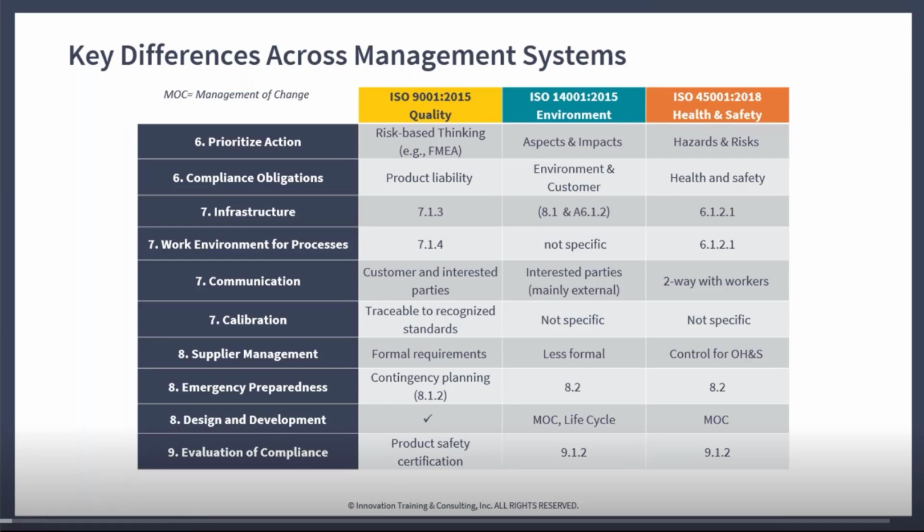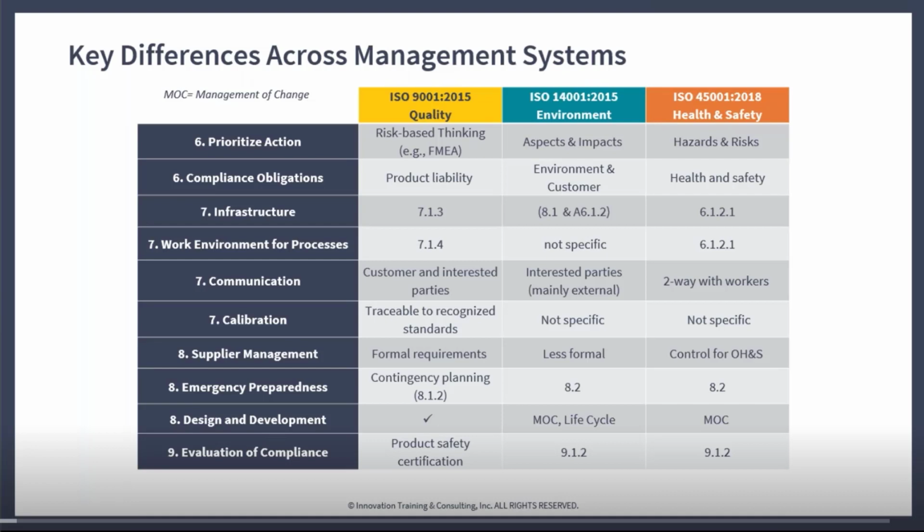Infrastructure is specifically mentioned in quality and health and safety, but if you search for that word, you'll only see words that imply infrastructure in 8.1, and you'll find the actual word in the annex. But the annex is guidance. You can't use that as an auditor.